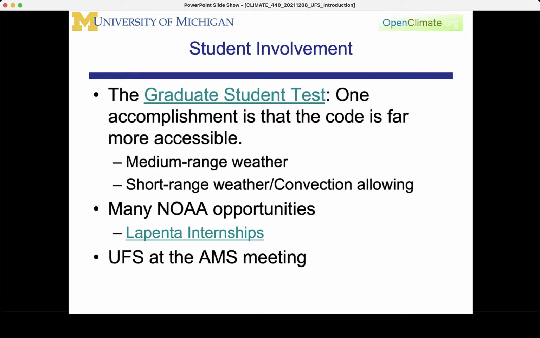There are also many NOAA opportunities. I will specifically mention the LaPinta internships because Bill LaPinta was really a driving factor in the actual implementation of the UFS. There will be a lot of UFS activity, including there should be some UFS activity at the Student Symposium of the American Meteorological Society meeting.